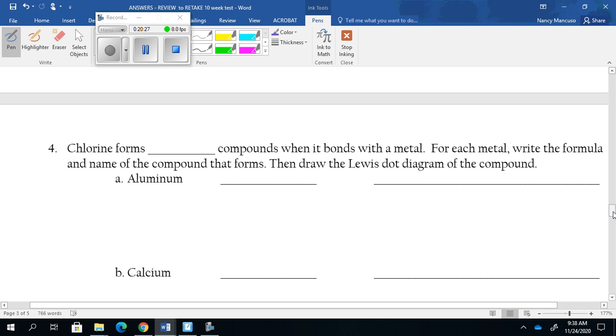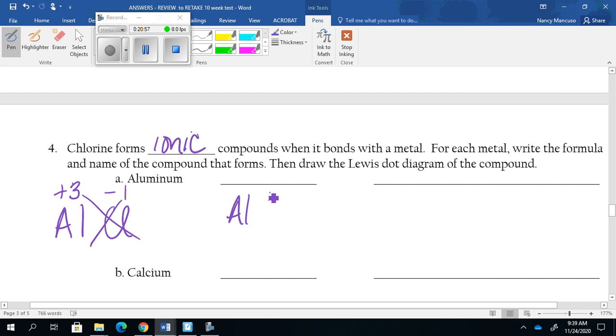All right, chlorine forms blank compounds when it bonds with a metal. All right, when it forms with a metal, it forms ionic compounds. For each metal, write the formula and name of the compound that it forms. Then draw the Lewis dot diagram of the compound. Okay, so I want aluminum and chlorine. So Al, I go look it up, it's a +3 ion. Chlorine, Cl, is a -1. I crisscross, and my formula is AlCl3. The name of that would be aluminum chloride.